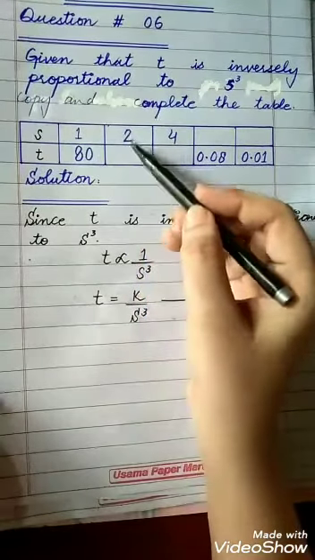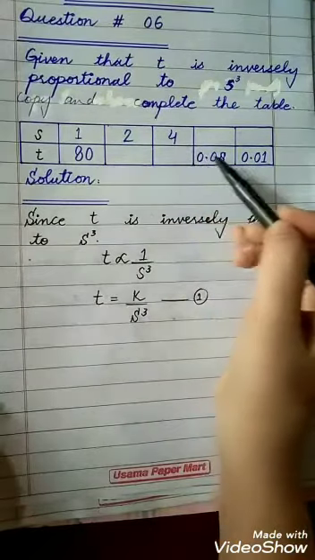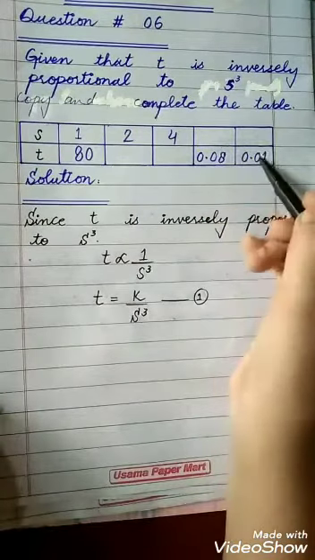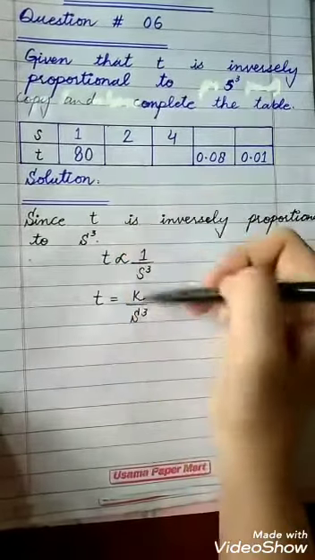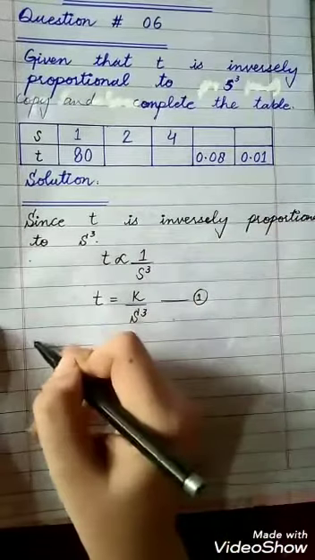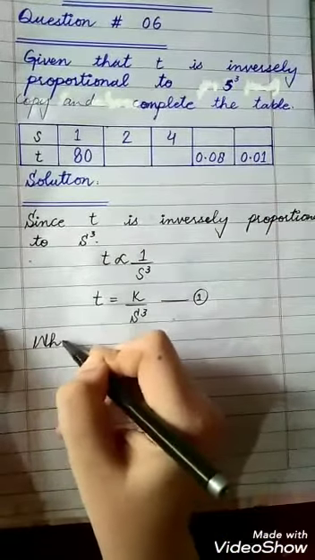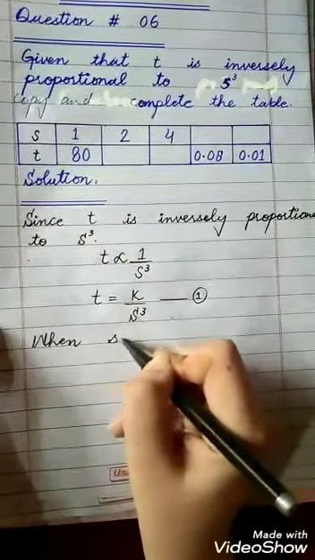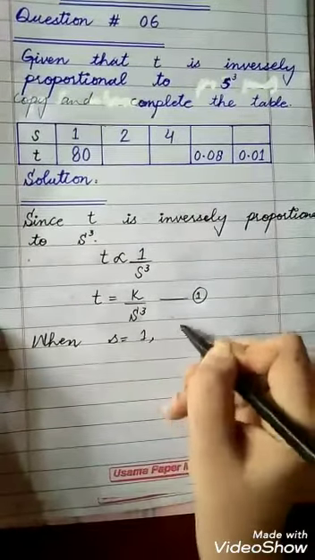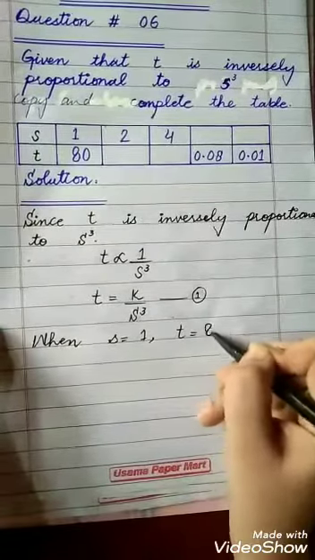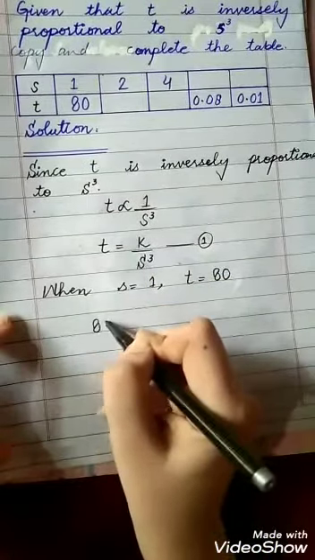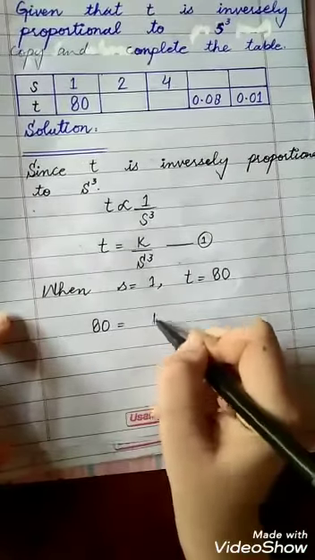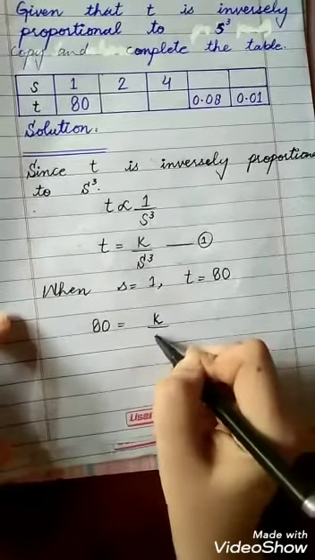You see here, just the s value is given, t is not there; s is there, t is not there; s is here, t is here; s is not there, t is here, s is not. But in this block both values are given, so we can use both values to find the value of the constant. So we will write that when s is equal to 1 and t is equal to 80. Placing the values in this equation, the t value is 80, the k value we have to find, the s value is 1.